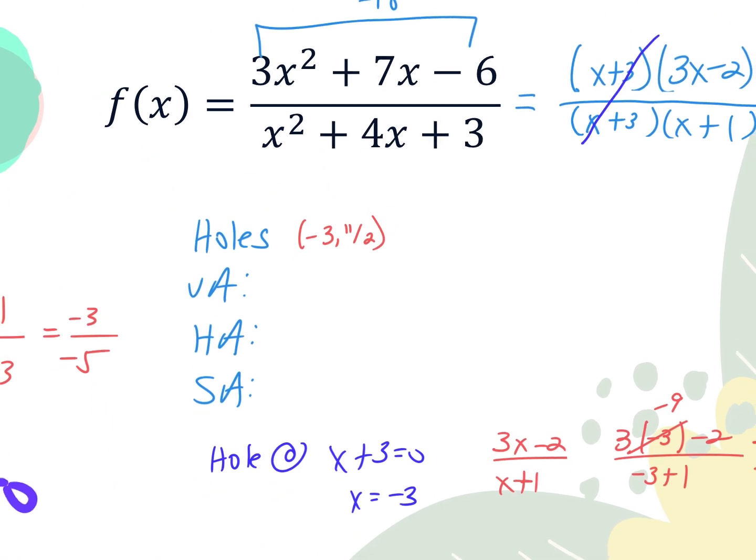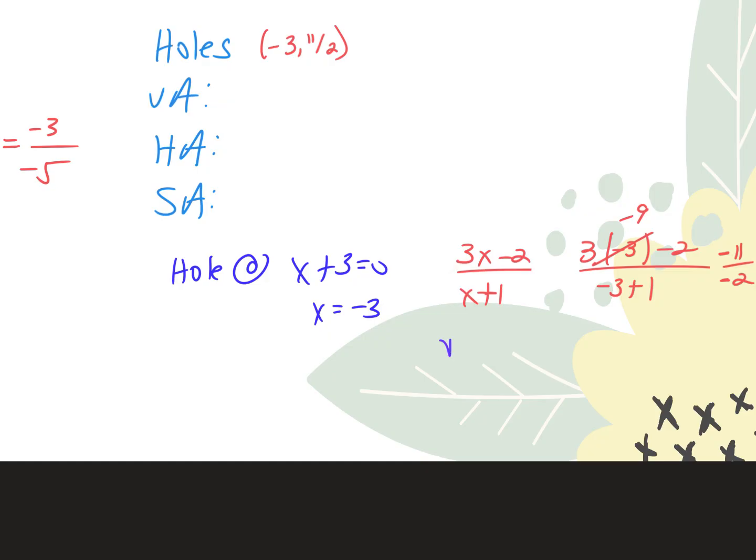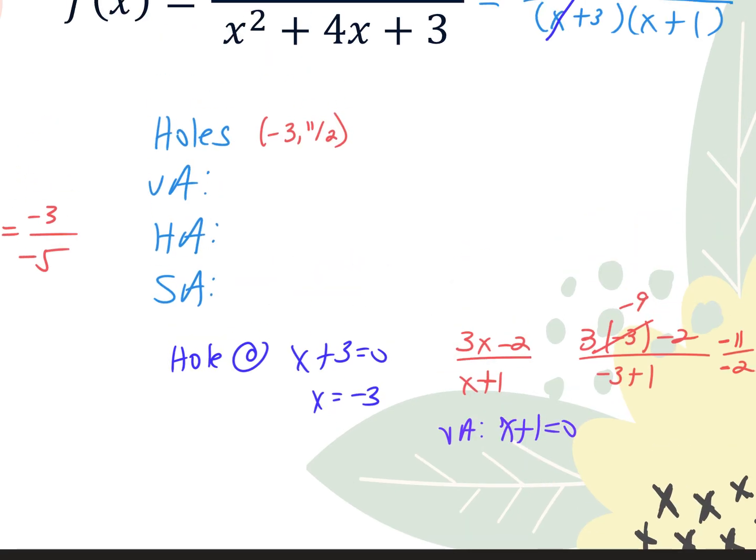Little things like a negative divided by a negative equals a what? Positive, right? You guys have got to be diligent with that because negative 11 halves and positive 11 halves on the y-axis are in 2 different places. So go back to your simplified now. Let's talk about our vertical asymptote. How do I figure that out? Denominator equal to 0. x plus 1 equals 0. Where's my vertical asymptote? x equals negative 1.